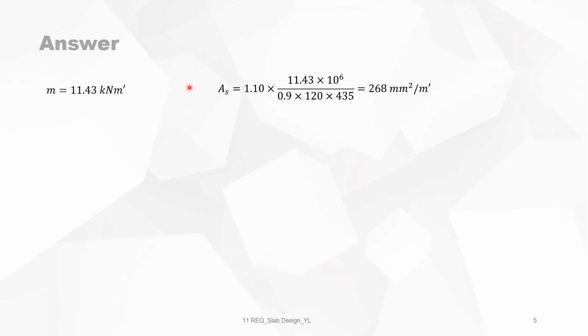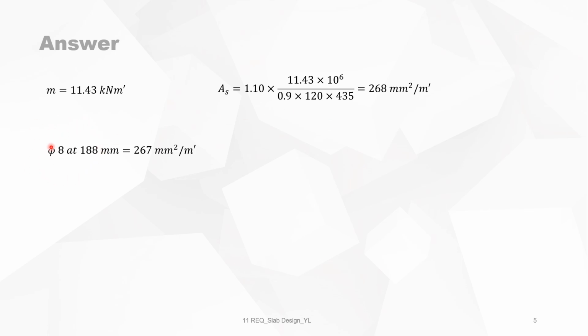The reinforcement needed to cover this bending moment is the bending moment divided by the lever arm, which is 0.9 times 120, and divided by the yield strength of the reinforcement. We add 10% to that because we are working with an upper bound method. 10 to the power 6 is just to convert it into the right units in Newton and millimeter. So we have 268 square millimeter per meter.